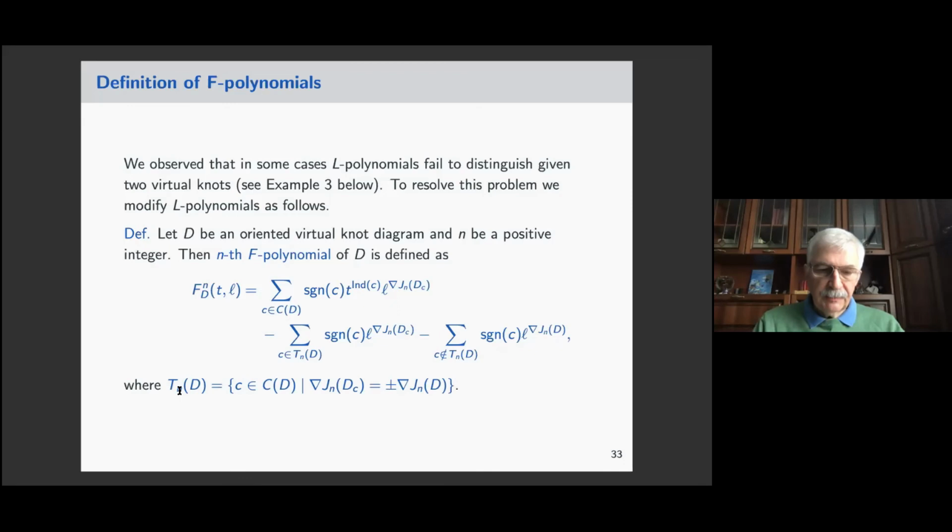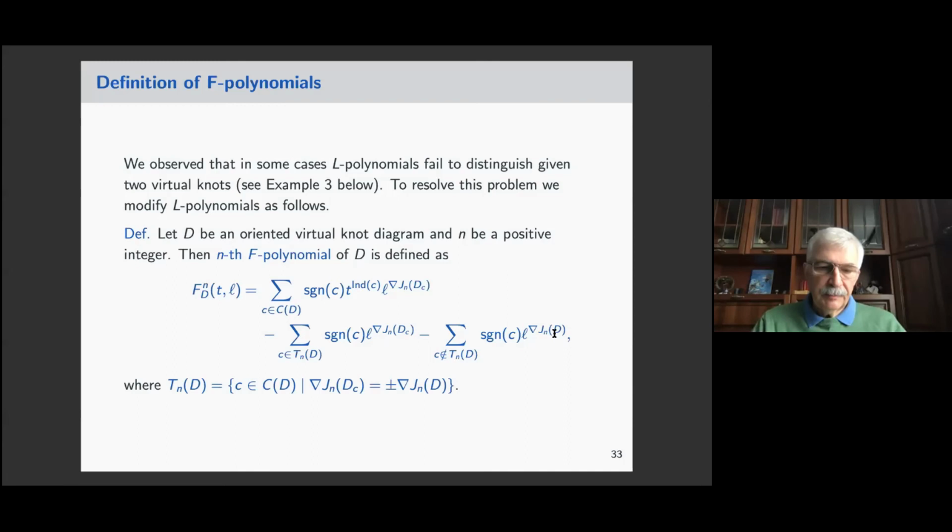So we consider those classical crossings for which we have an equality of this type: the degree number of the new diagram is plus or minus the degree number of the original one. You can see two cases: the crossing either belongs to this set T and D or doesn't. In the first case, we have the sign of the classical crossing and l in degree the degree number of the new diagram, D_C, obtained by the smoothing. If the crossing doesn't belong to this set, we also sum the sign of the crossing and l in degree the degree number of the original diagram. So this is the definition.